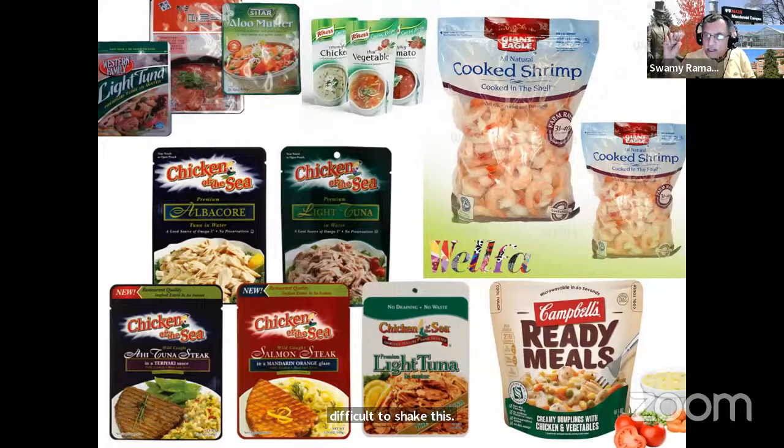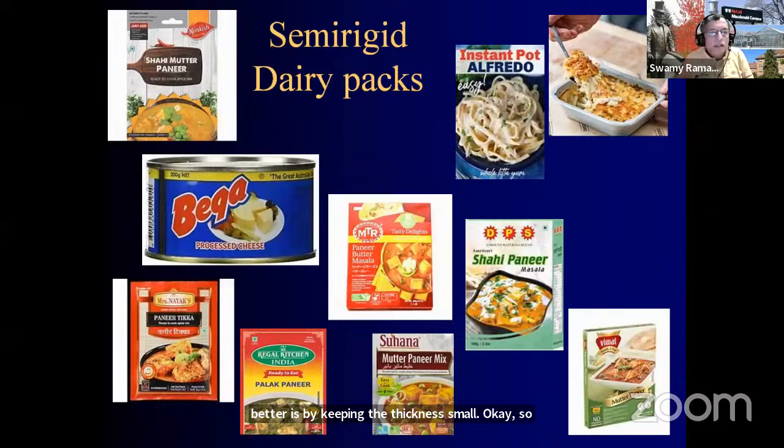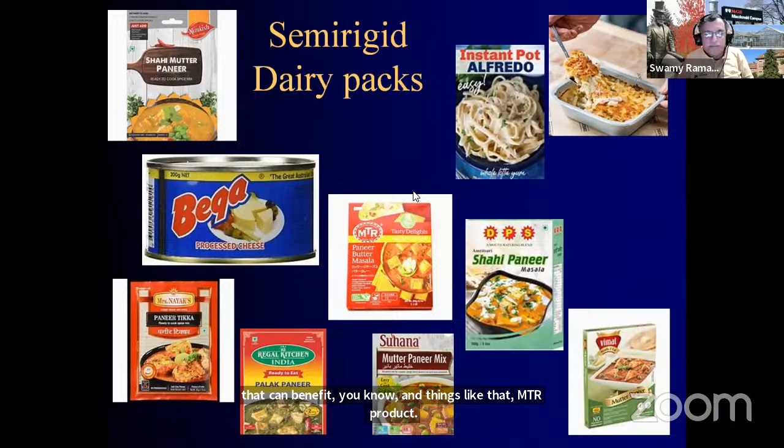Okay, so again, here also some dairy products can benefit. You can see paneer and things like that, MTR product. Yes, they can be used for getting high quality product. Okay, so those are some of the developments in conventional thermal processing of product.